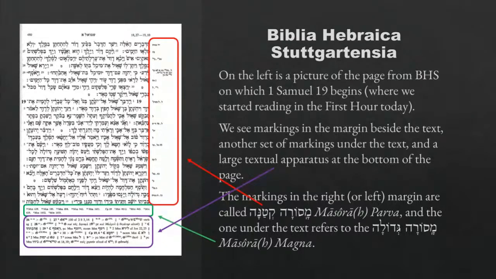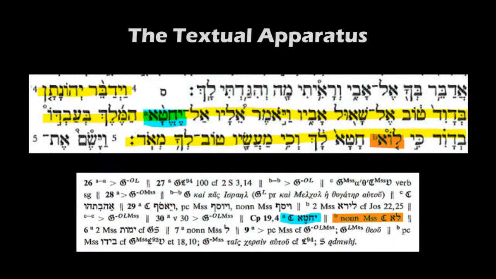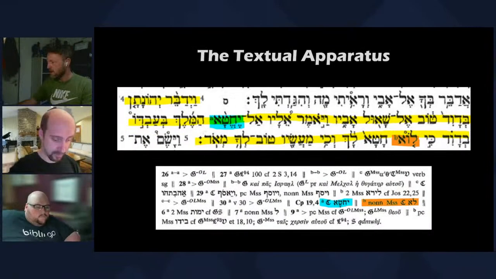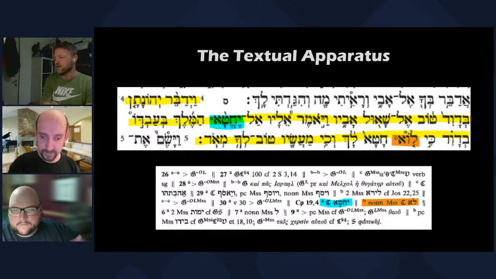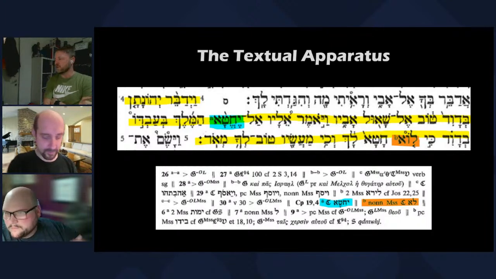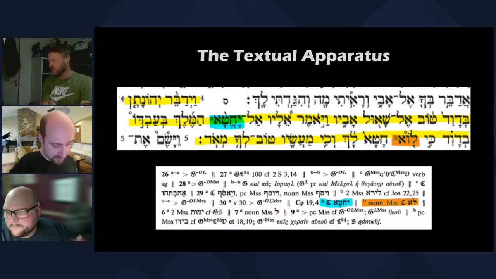So we want to look quickly at the textual apparatus of one of the verses that we were reading. I'm going to put the cameras back on there. So this is verse 4 from 1 Samuel chapter 19 that we were just looking at. Vaydaber Yehonatan beDavid tov el Shaul aviv. Vayomer elav al yecheta hamelech be'avdo beDavid. Ki lo chata lach v'chi ma'asav tov lecha me'od.